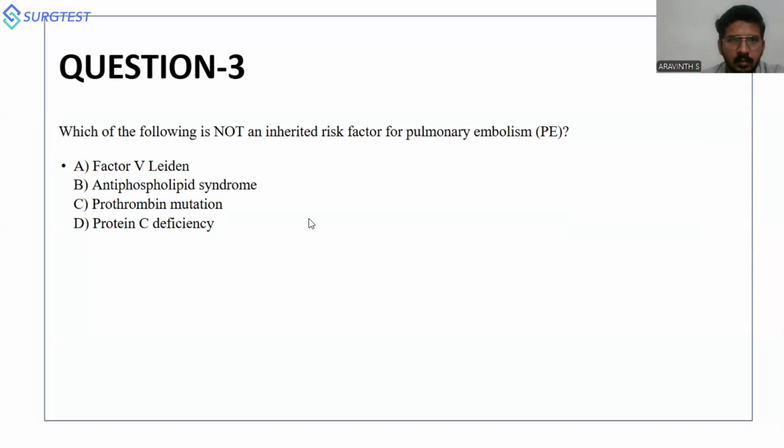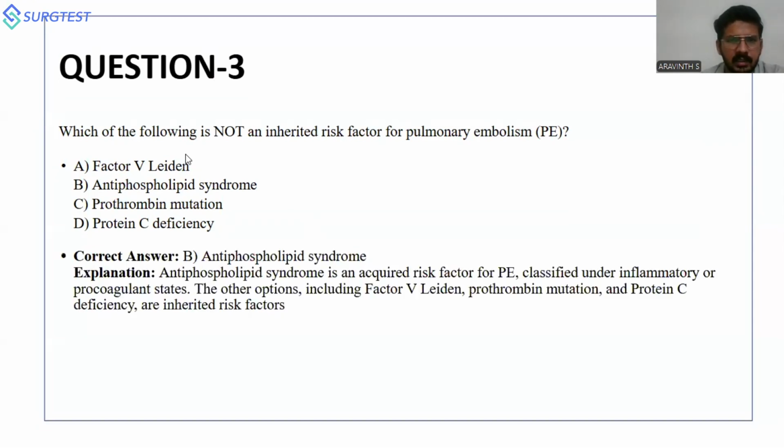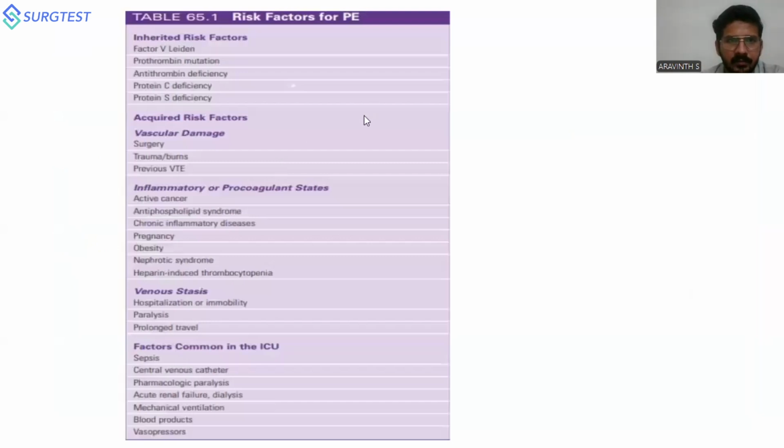Okay. So moving forward, look very closely. This is very straightforward, right? All of these are mutations. Mutations can, of course, be acquired, but most of these are congenital, and the only acquired risk factor here, which cannot be inherited, is antiphospholipid syndrome. So the answer is basically antiphospholipid.